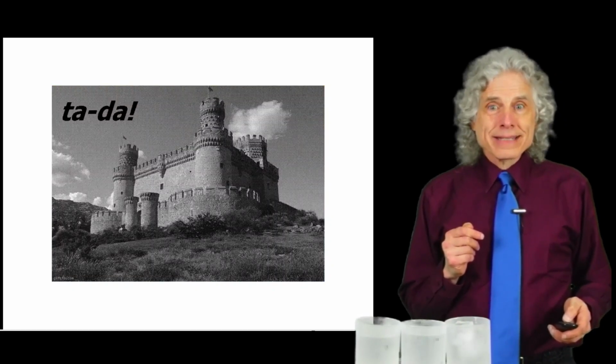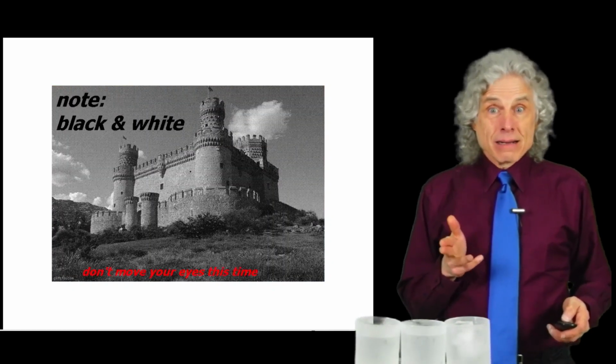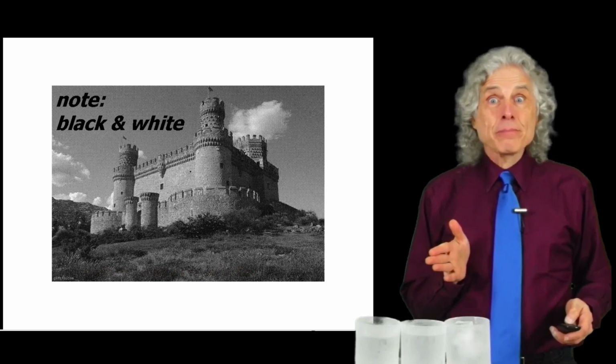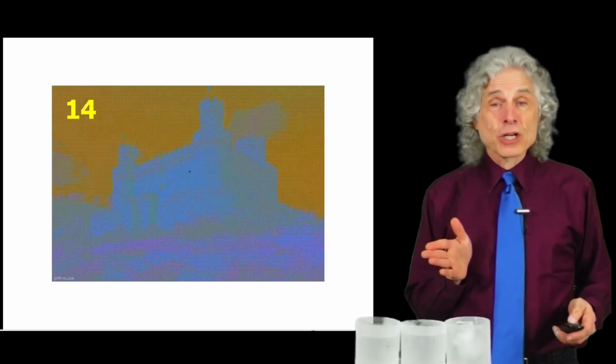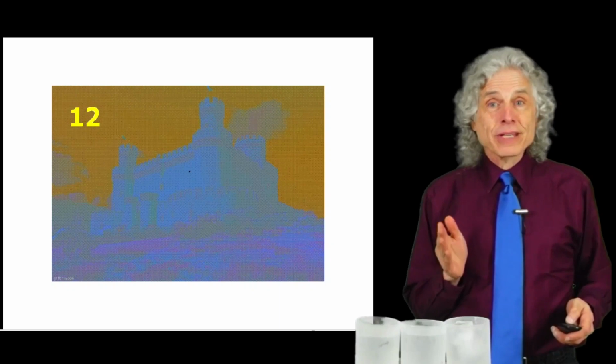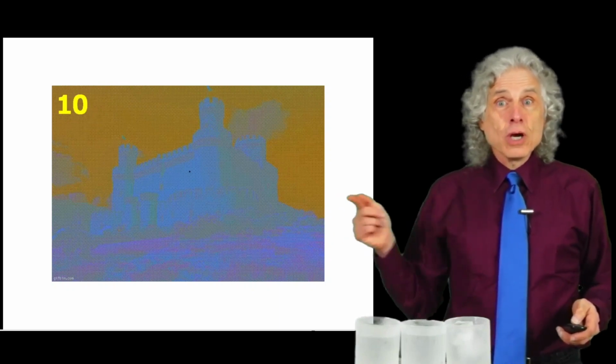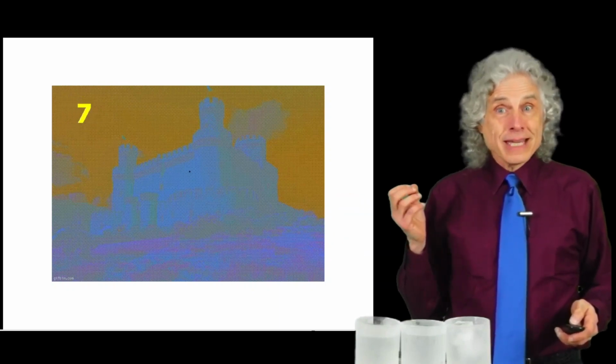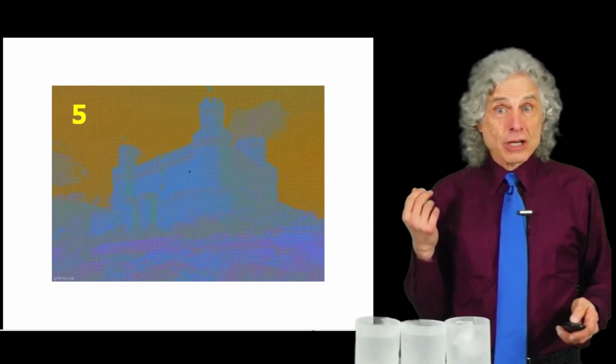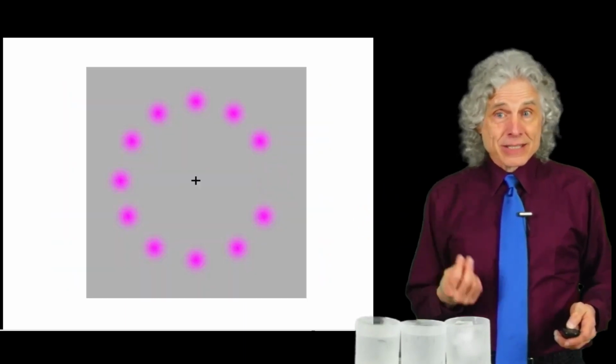Indeed, when the color after effect manifests itself superimposed on the black and white photograph, it can be destroyed if you move your eyes around so that the colors are not superimposed on the appropriate lightnesses.